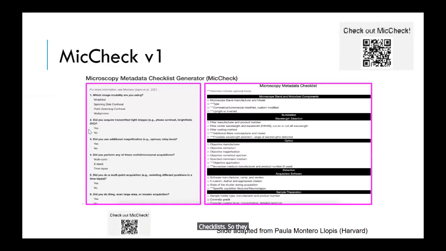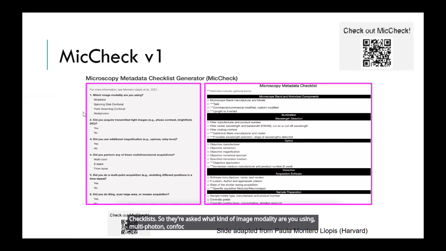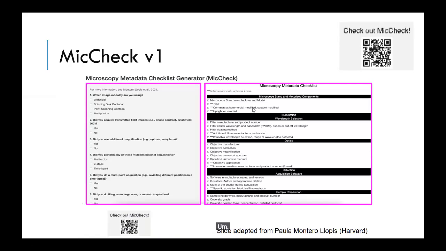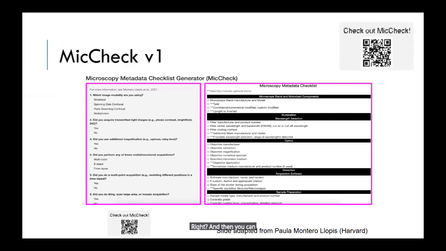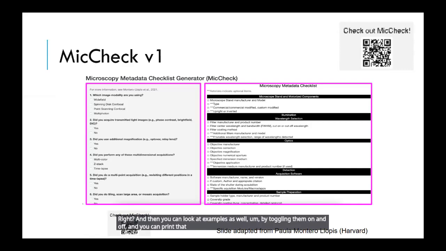So they're asked, what kind of image modality are you using? Multiphoton, confocal. If you were acquiring this, hopefully it would be very easy for you to do. Did you use time lapse or any other multiple dimensions, multiple colors? As you answer yes or no, the checklist on the right adapts. So things that you don't need aren't on there, right? And then you can look at examples as well by toggling them on and off, and you can print that so that then you have something that you can take for your particular experiment, because everybody's experiment is incredibly unique and they want their own one.